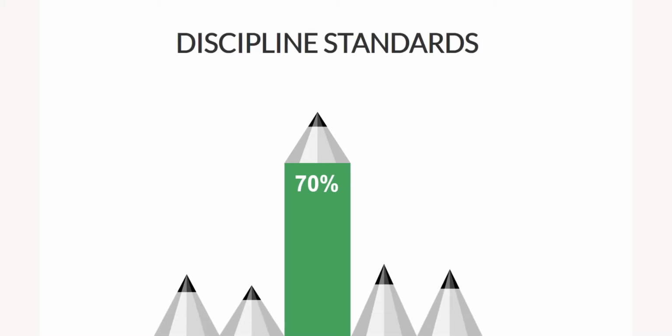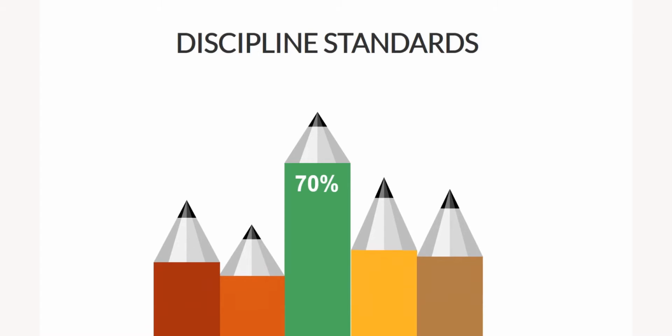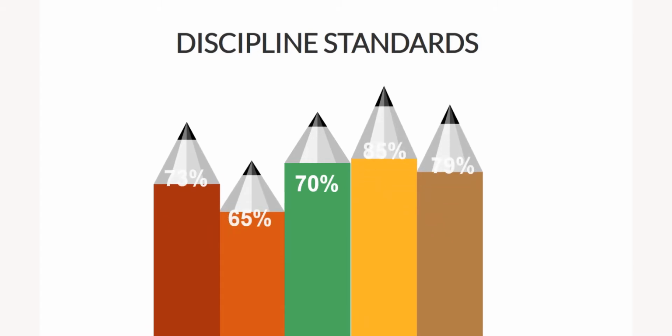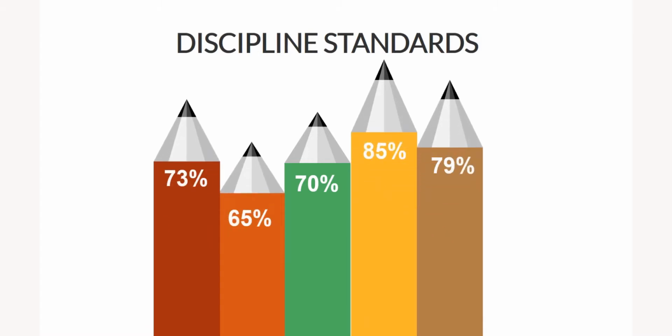Last year, we asked all disciplines and programs to set their own standards for the course success rate in their area. Depending upon their curriculum and review of their own data, some disciplines set rates higher than the institutional standard, and some set rates lower.